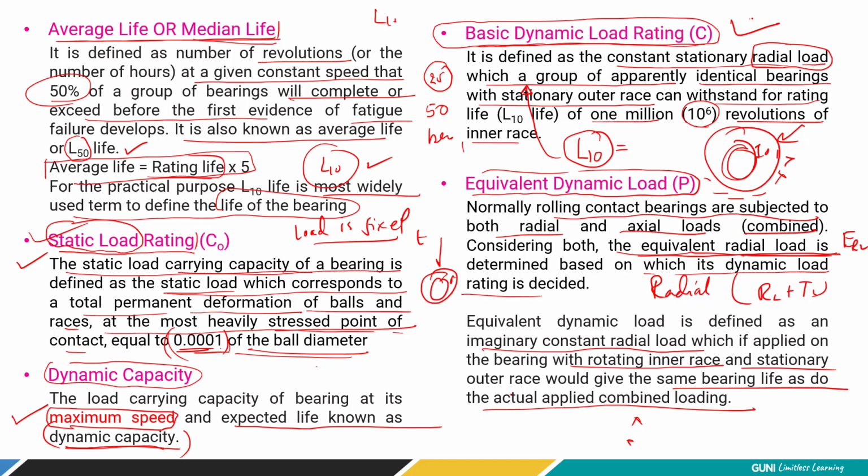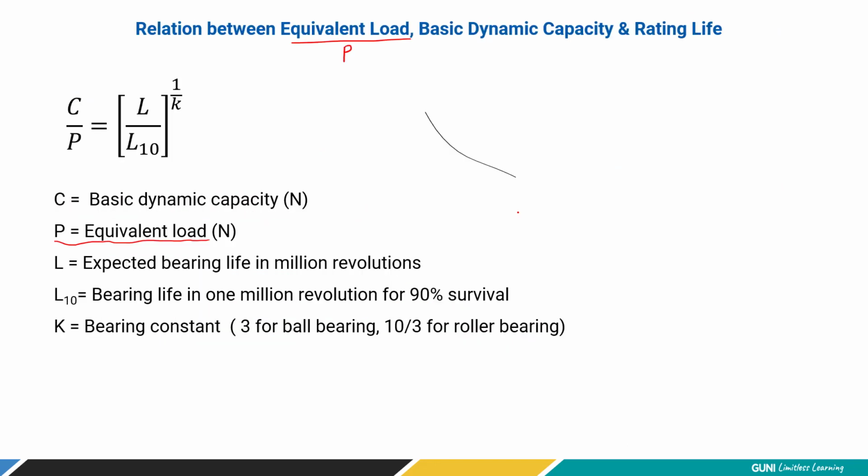So equivalent dynamic load is defined as an imaginary constant radial load which, if applied with the rotating inner race and the stationary outer race, would give the same bearing life as the actual applied combined load. अगर दोनों साथ में लगा के जो बेरिंग की लाइफ मिलेगी वही अगर हम रेडियल लोड कंसिडर करके इक्विवेलेंट रेडियल करेंगे, तो उस इक्विवेलेंट लोड को क्या बोलेंगे, इक्विवेलेंट डायनामिक लोड, that is P. So here in this equation, the P is simply the equivalent load in newtons.